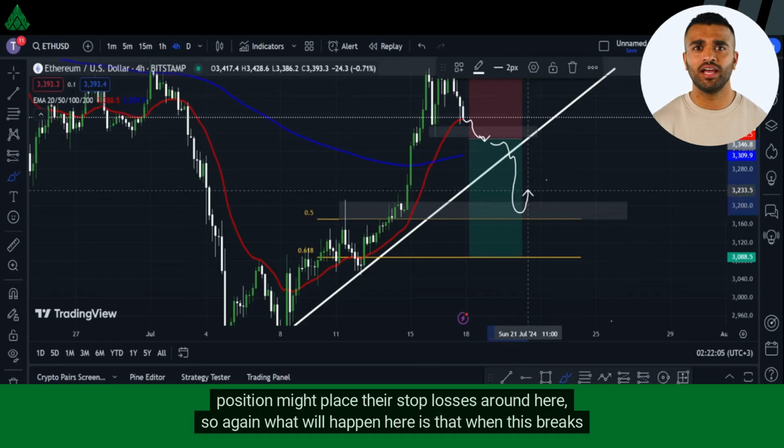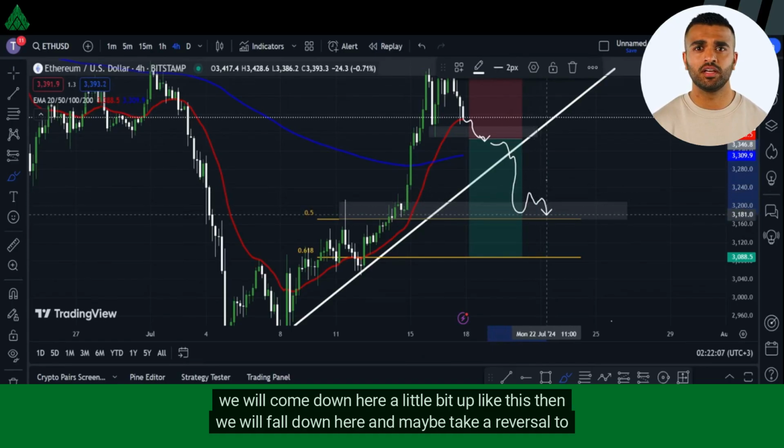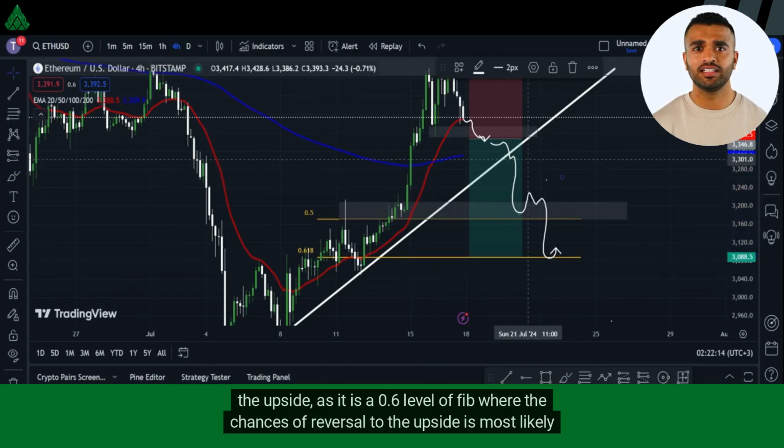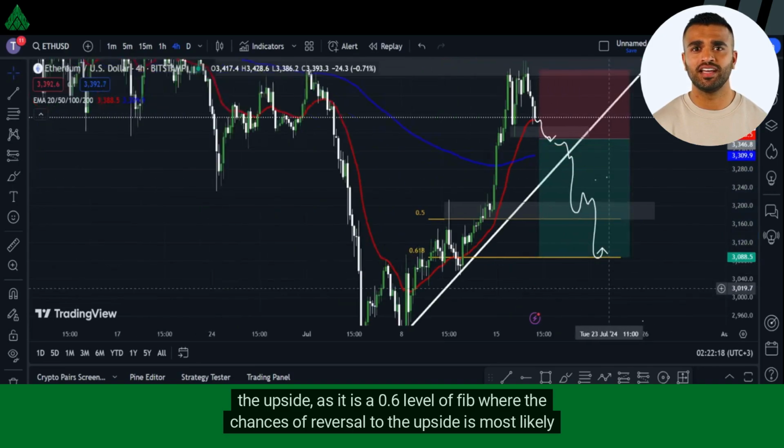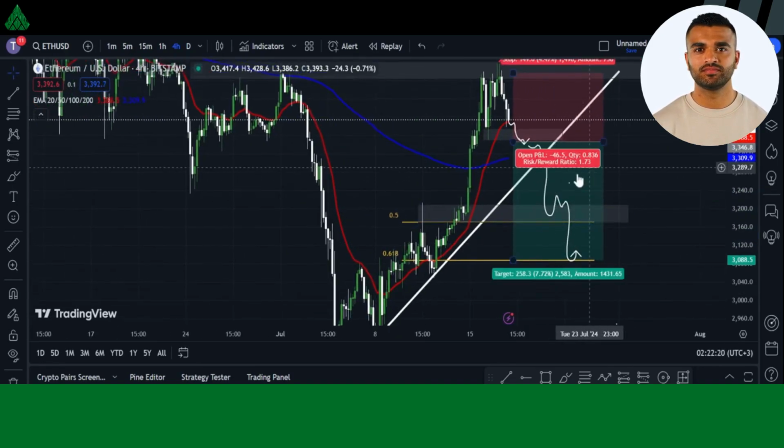So again, what will happen here is that when this breaks, we will come down here a little bit up like this. Then we will fall down here and maybe take a reversal to the upside, as it is a 0.6 level of fib where the chances of reversal to the upside is most likely.